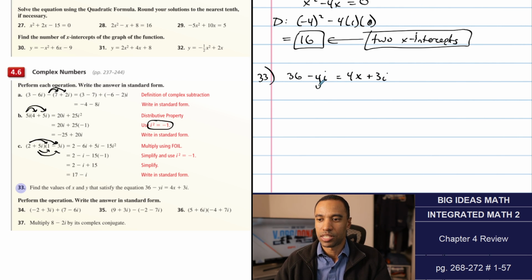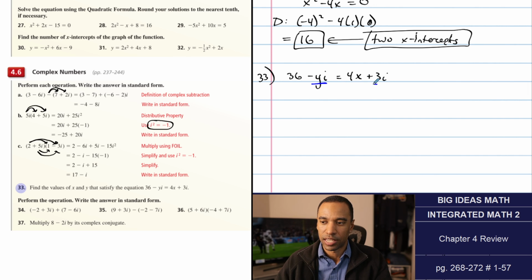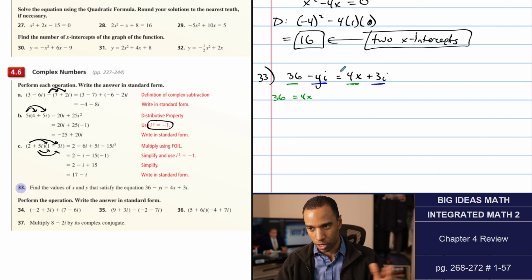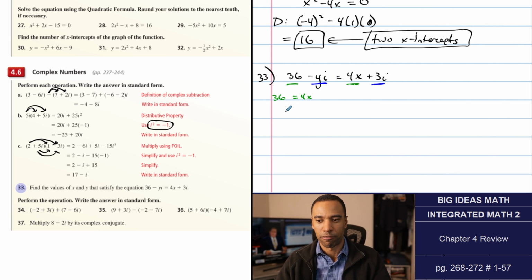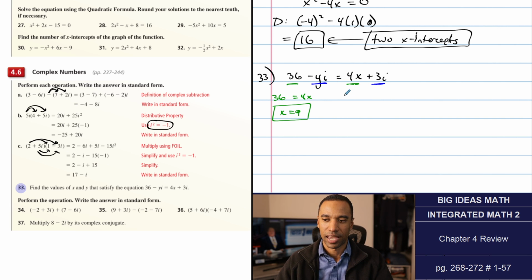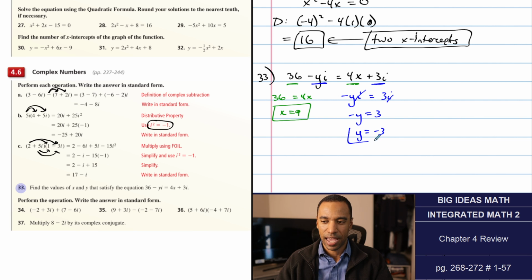Basically, the concept is here are imaginary sets together, and here are real sets together. These, blue doesn't intermingle with green ever. So green is kind of its own thing. 36 equals 4x, like that. These are equivalent if these parts are equivalent. Divide by 4, you get x equals 9. That's the value of x that would make this thing true. The value of y that would make this thing true: I got this negative yi equals 3i. Divide the i's, right? You know, negative y equals 3. Divide by negative 1, you get y equals negative 3.